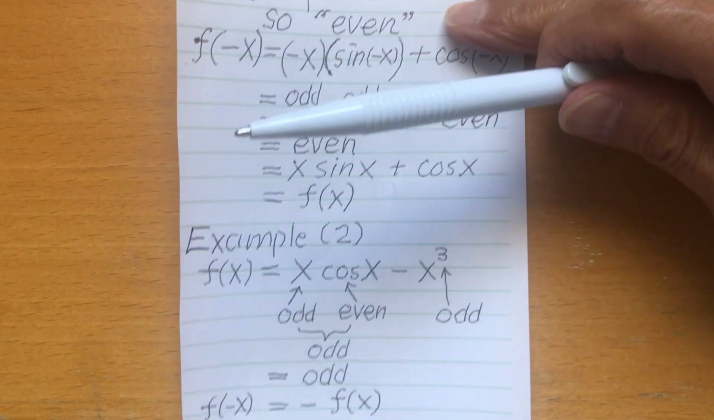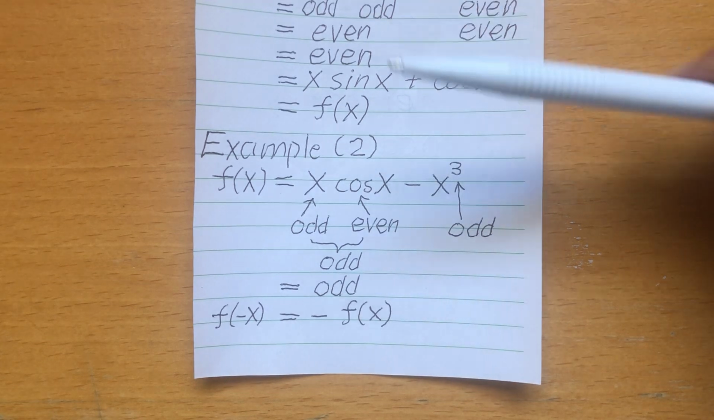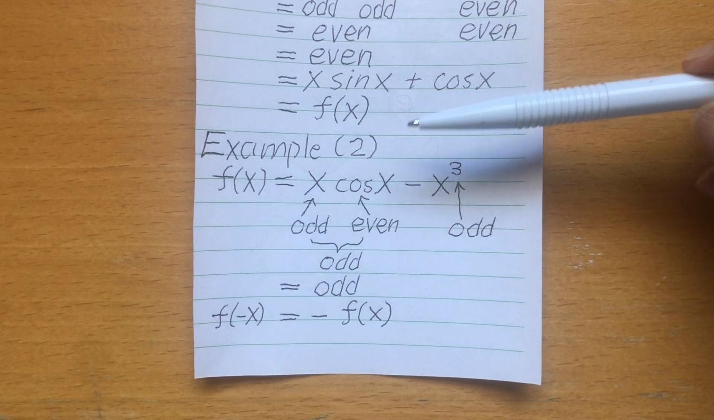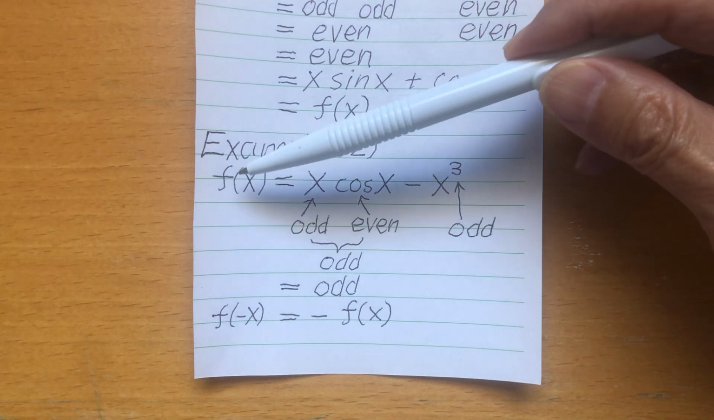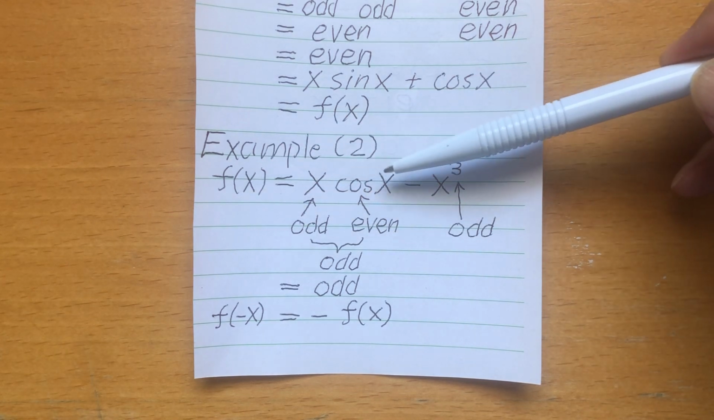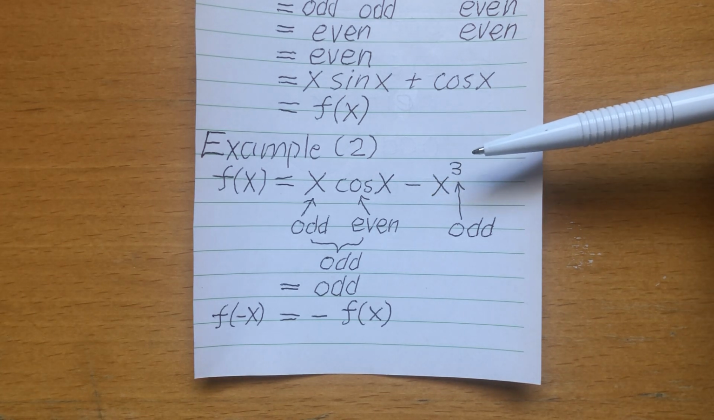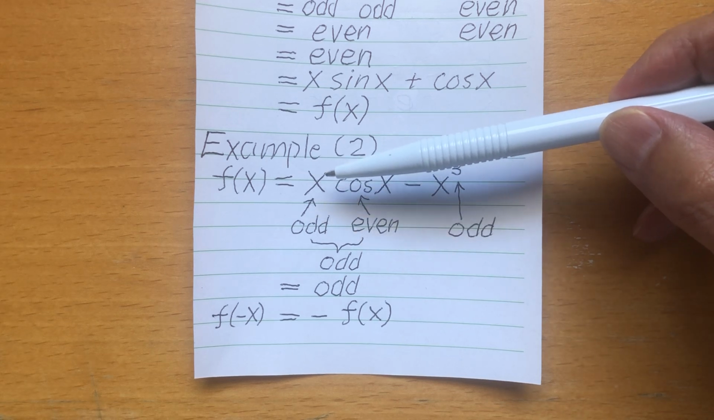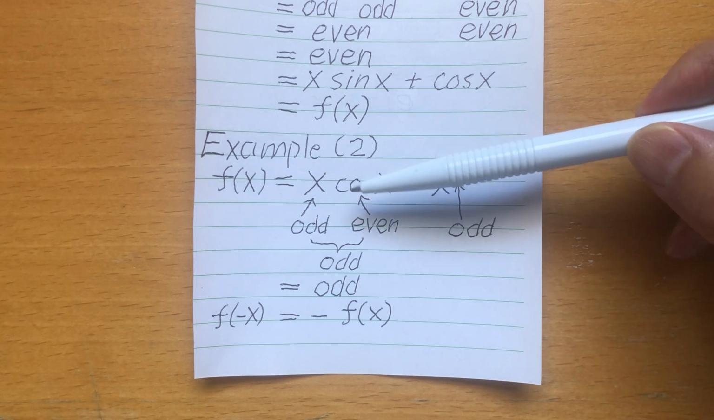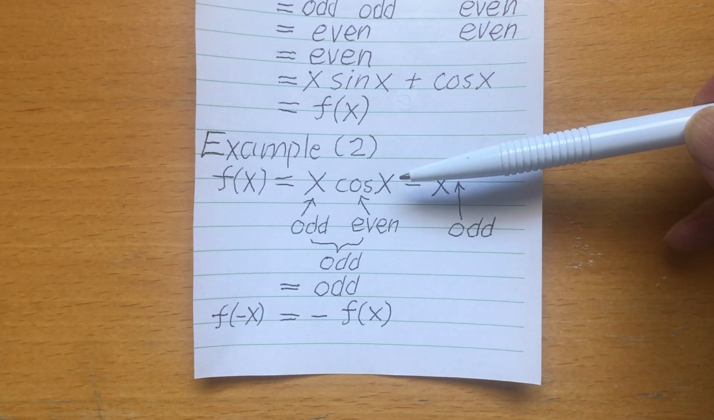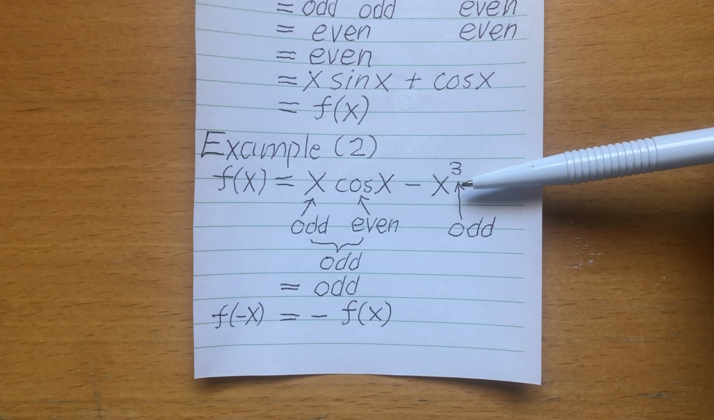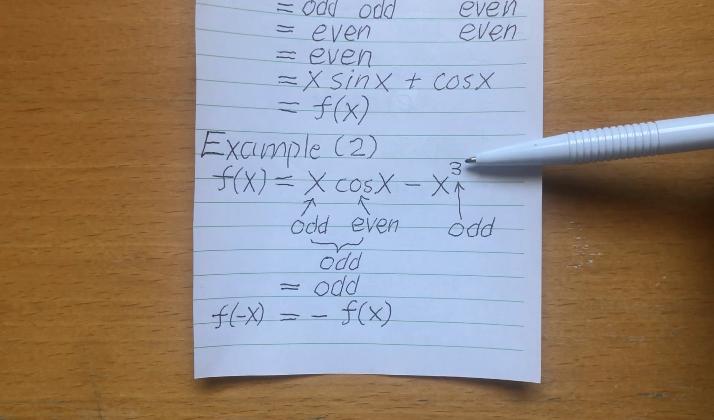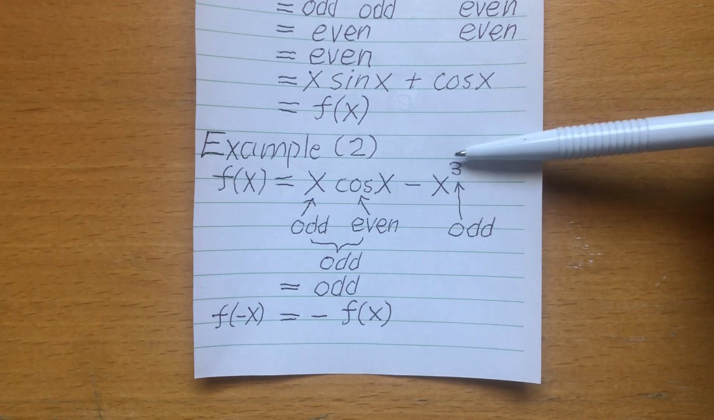Next, example 2. The function f(x) is x cosine x minus x cubed. We have already seen that x is an odd function. Cosine x is an even function. And this is an odd function. It is simply that you look at the power here. This is 3, and 3 is odd. Therefore, the function is odd.